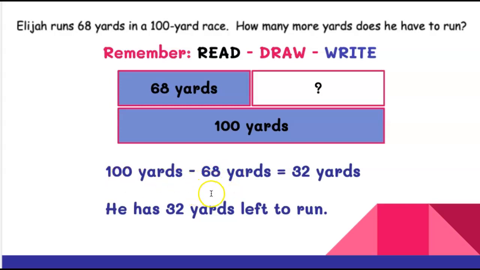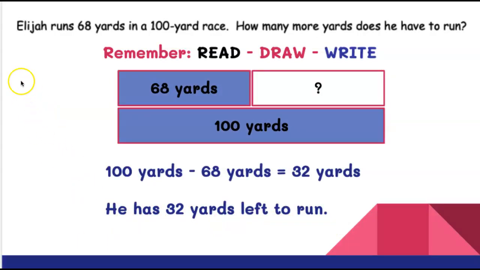So if I do 100 take 70 away, I get 30. But then I just have to add those 2 yards back on because I added a couple extra. So 32. So 100 minus 68 equals 32 yards. He has 32 yards left to run.